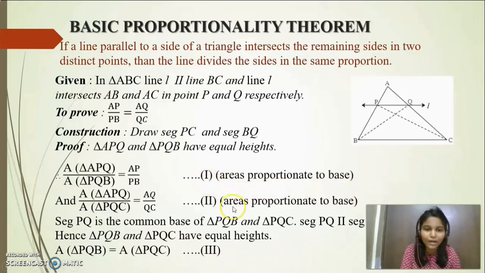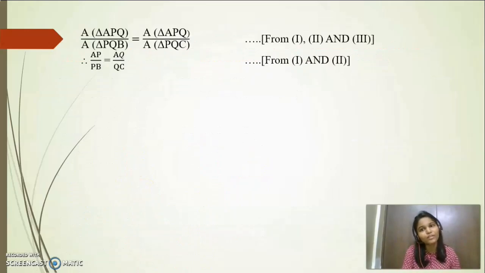Now look at equation number 1, equation number 2 and equation number 3. The numerators are already the same because both are the same triangle. Denominators we also proved the same in equation 3. So from these three equations, can we say that since right hand sides are equal, left hand sides will also be equal? So let us write down AP upon PB is equal to AQ upon QC, from 1, 2 and 3. Clear students?